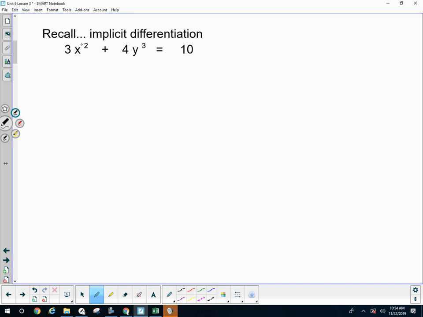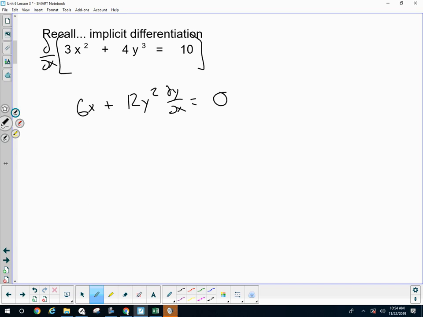The derivative of 3x squared, when I took the derivative with respect to x, was 6x. The derivative of 4y cubed was not just 12y squared. It's 12y squared dy dx, because of our knowledge of the chain rule, equals 0. Okay, there's dy dx. It just showed up.